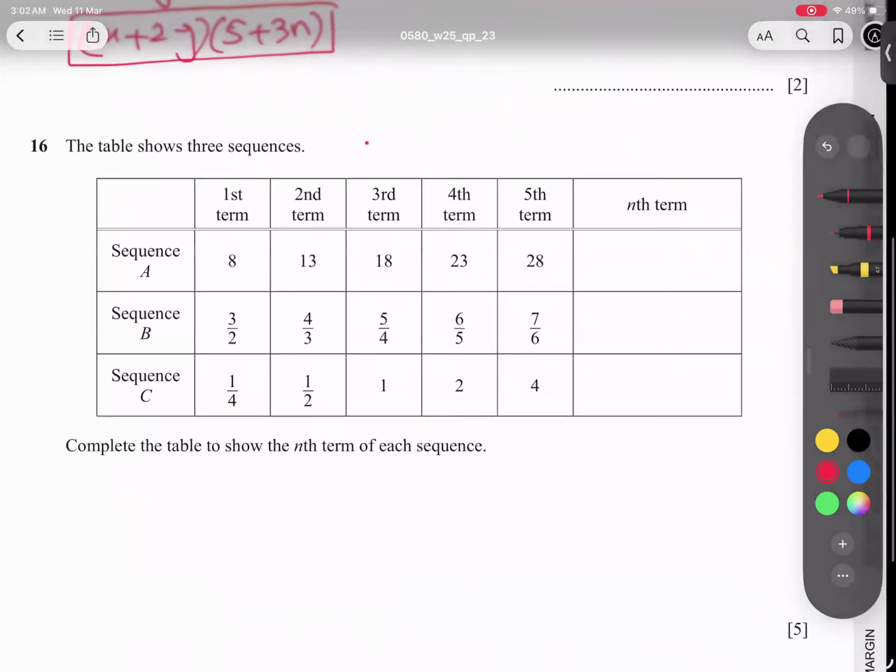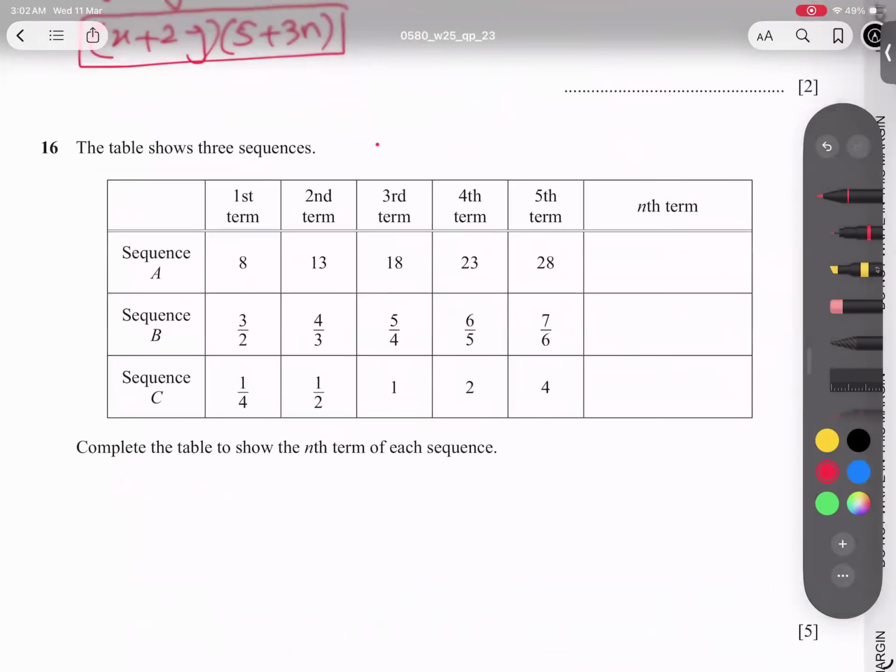Question number 16. Question 16, we have, students, a sequence, and we have to find the nth term of each sequence. So we have to fill these three boxes. If we check it, 8 plus 5, I get 13. Plus 5, I get 18. Plus 5, I get 23. Plus 5, I got 28. So it means 8, 13, 18, 23, and so on.